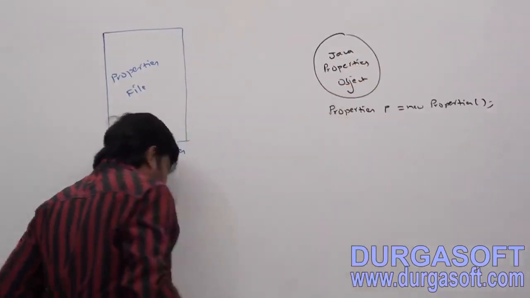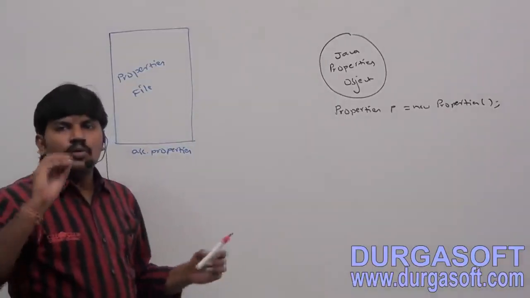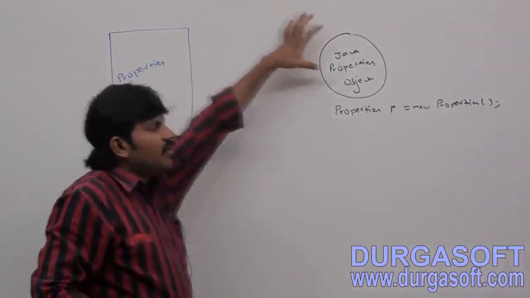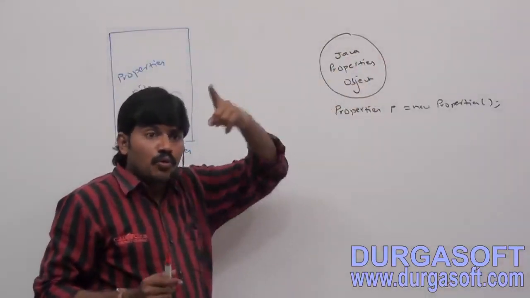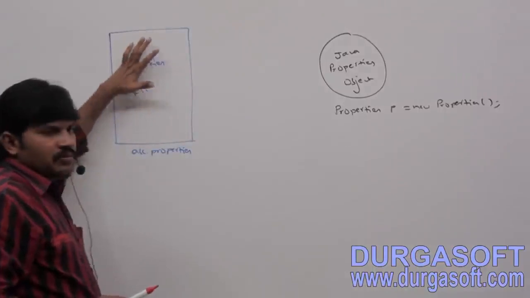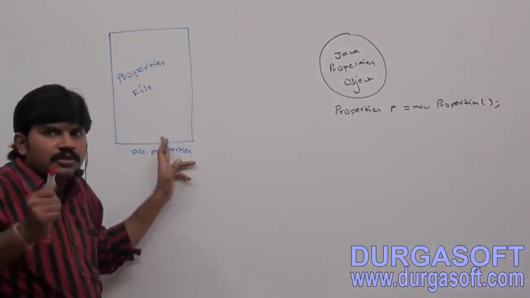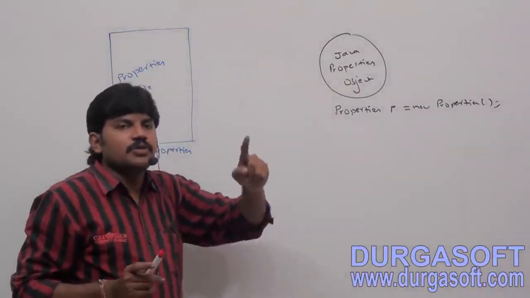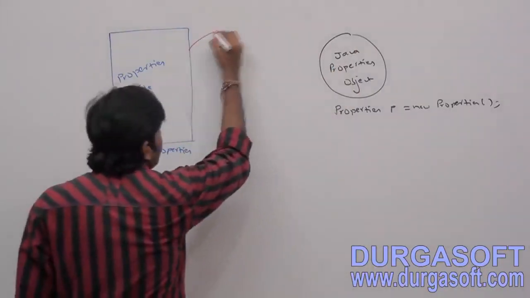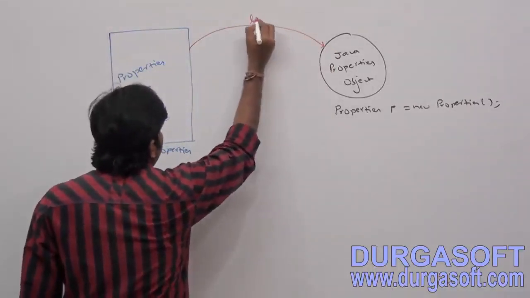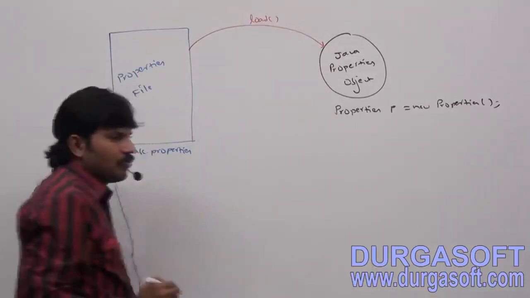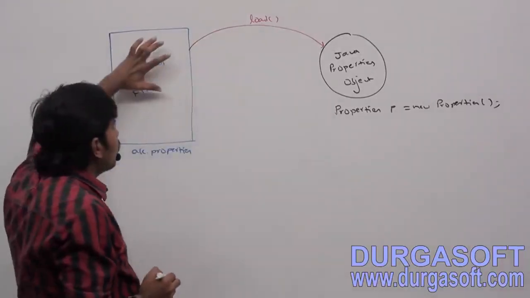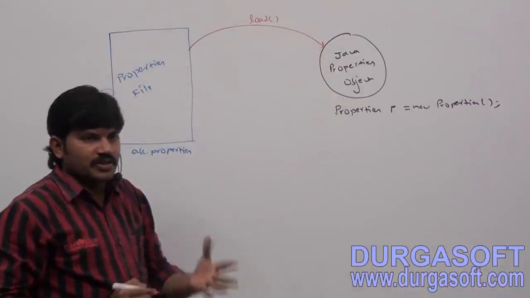Sir, my requirement is I want to load the properties from the properties file into the Java properties object. I have to load all the properties that are in the properties file. For that, which method we have to use is load. p.load loads all properties coming from the properties file into the Java properties object.